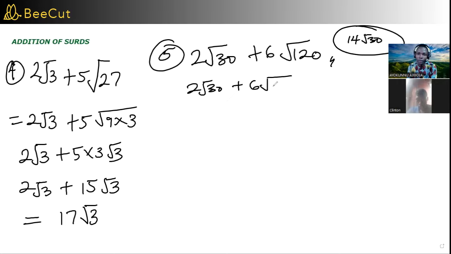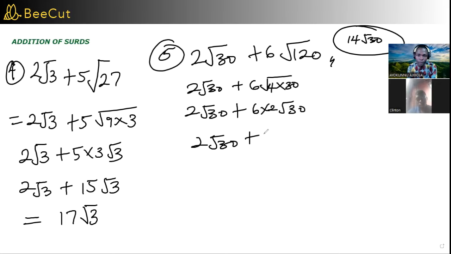Okay. Or you could have said 30 times 4, right? Yes. And that's 120. So then you bring that out. That is 2 root 30 plus 6 times 2 outside there, and root 30. That will be 2 root 30 plus 12 root 30. And you're going to add 2 and 12 together. Yes. 14 root 30. It's correct.